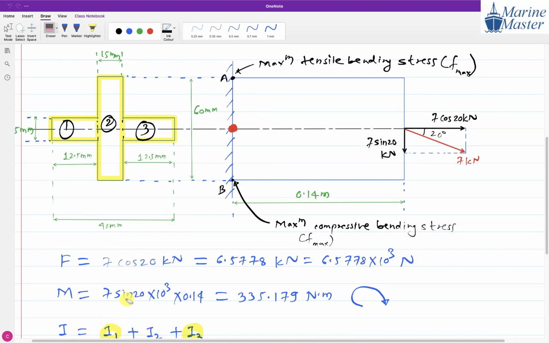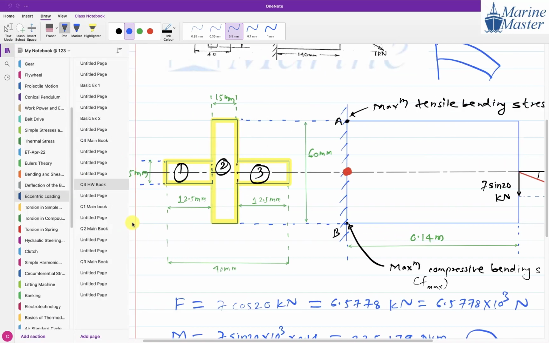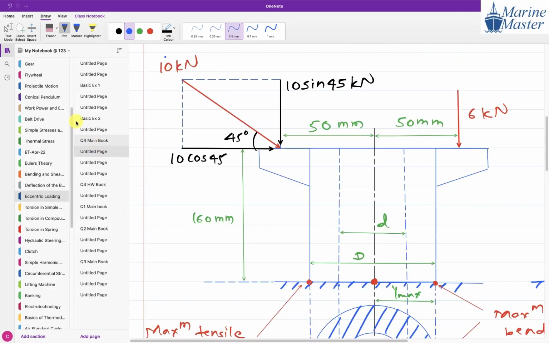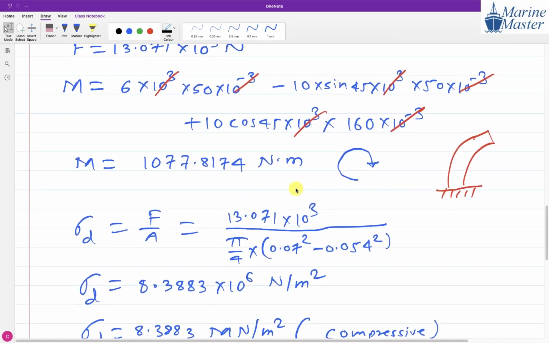So while dealing with direct stress in this question, only 7 cos 20. But while dealing with the bending moment, 7 cos 20 into that perpendicular distance. So you have to see in such a way to get the values. You are getting my point, everyone? Santosh Dada, you got my point? Okay, sir.